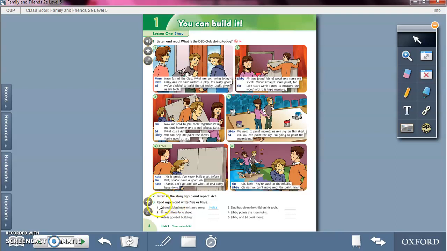Okay, now we will move to exercise number 3. Read again and write true or false.